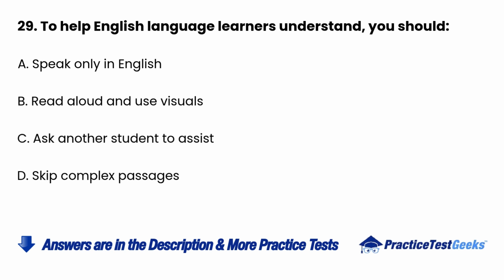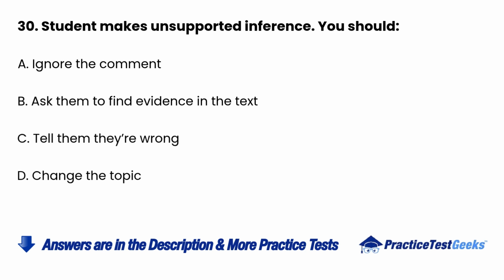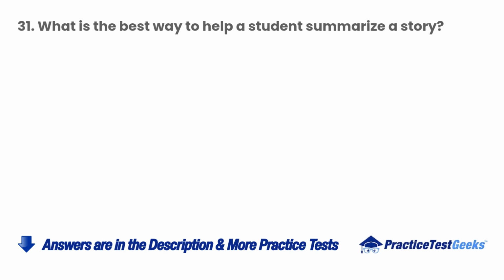C. Ask another student to assist. D. Skip complex passages. 30. Student makes unsupported inference. You should: A. Ignore the comment. B. Ask them to find evidence in the text. C. Tell them they're wrong. D. Change the topic.